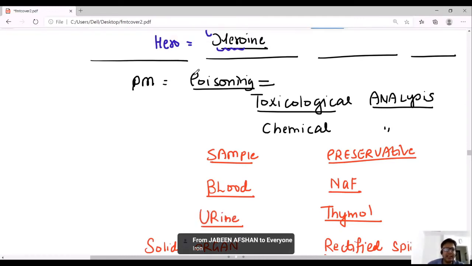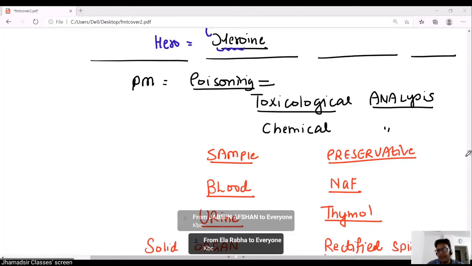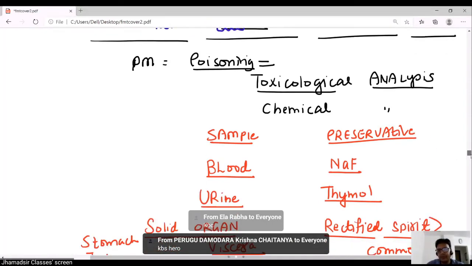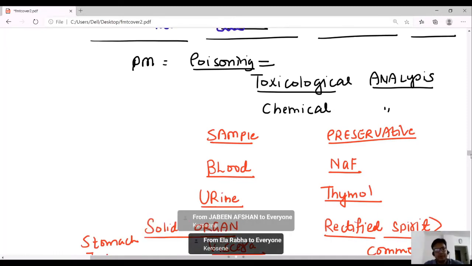Hemodialysis is contraindicated in. What is a mnemonic? What is a trick to remember? KBC. K for kerosene. B for benzodiazepine, BZD. Copper sulfate, chloroquine.